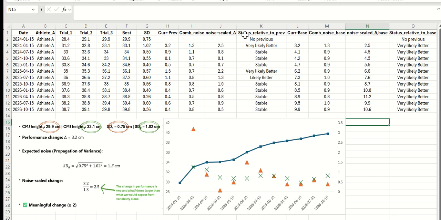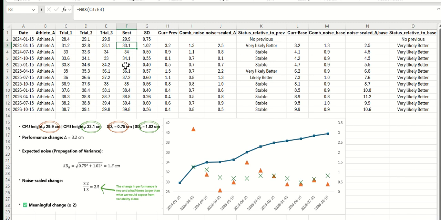So let's look at how we can calculate meaningful change in test scores. The athlete's been tested at these various time points. These are the trials that we've collected for the test so that we can look at reliability. And of course, we take the best score as it's a capability test. In this example, jump height. So the question we'll look at here is, has the athlete improved from test to test?